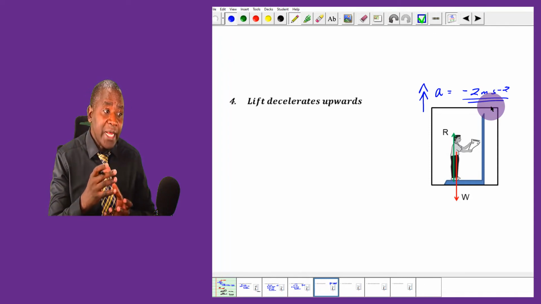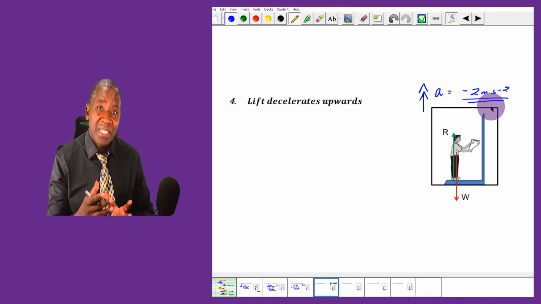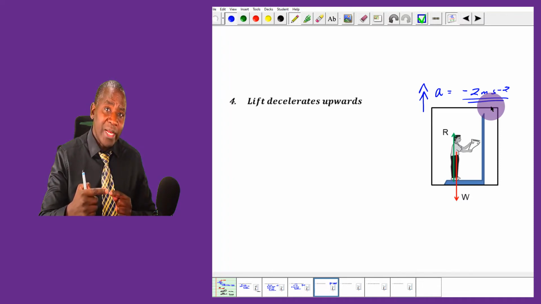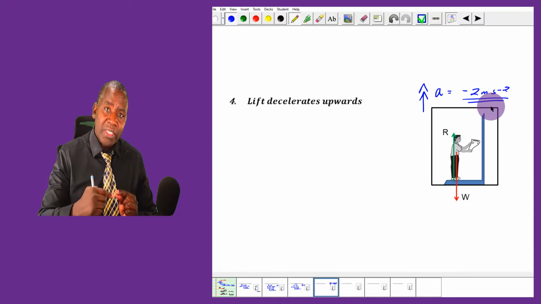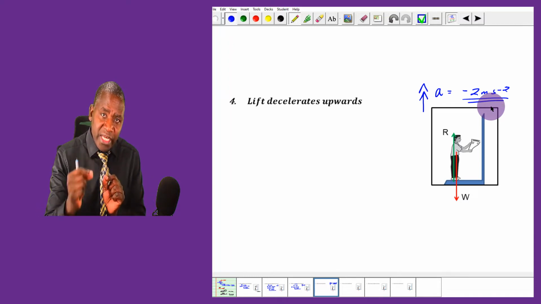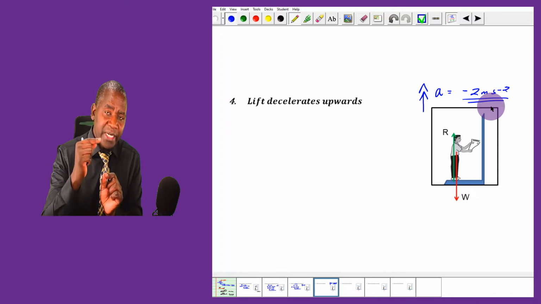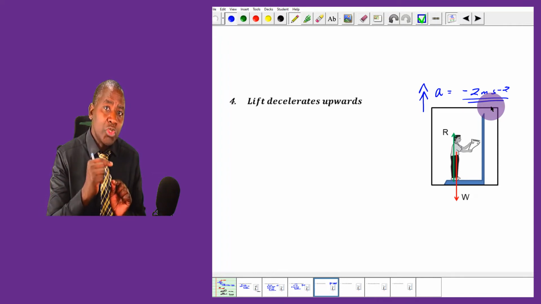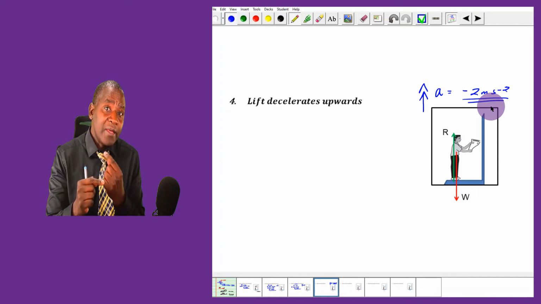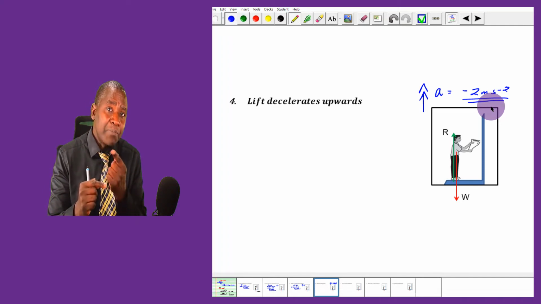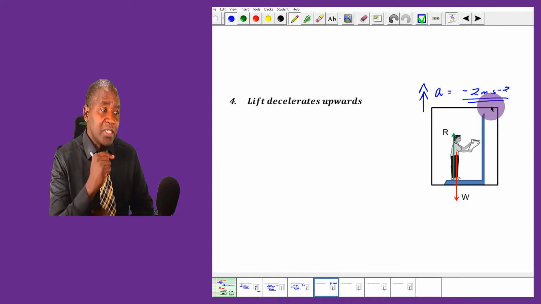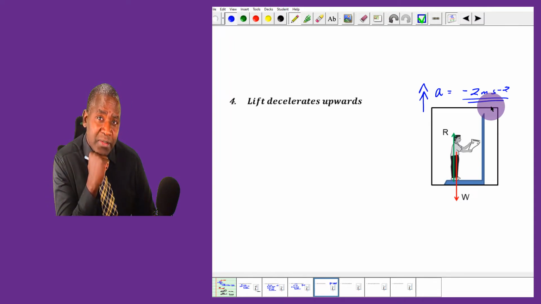So if at a particular instant its velocity is 20 meters per second, in the next 1 second it will have decreased by 2, and now it will be 18. In the next second it will decrease by 2, and then it will be 16. In the next second it will decrease by 2, and then it will be 14. In each case, I'm subtracting 2 meters per second from the immediately previous velocity. That is what a deceleration means: the velocity of the object is decreasing by a certain magnitude in 1 second.